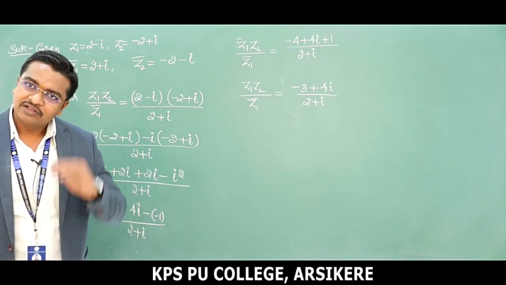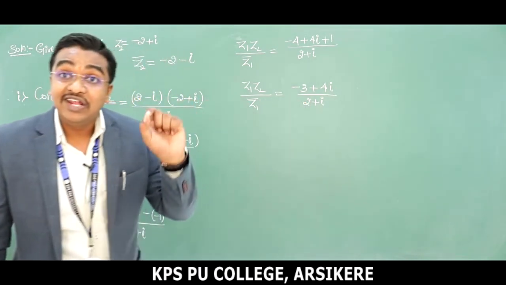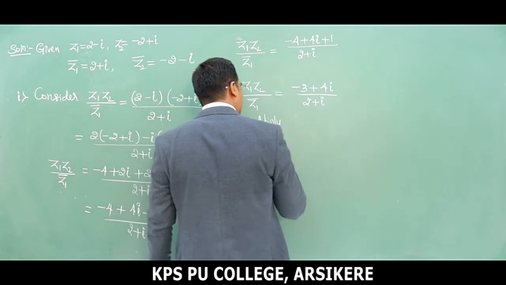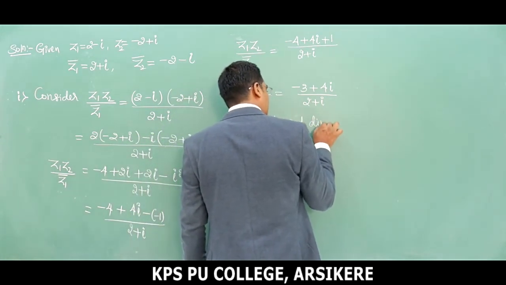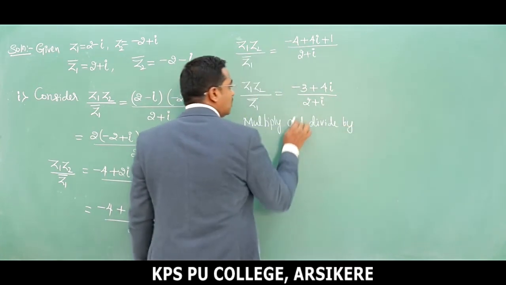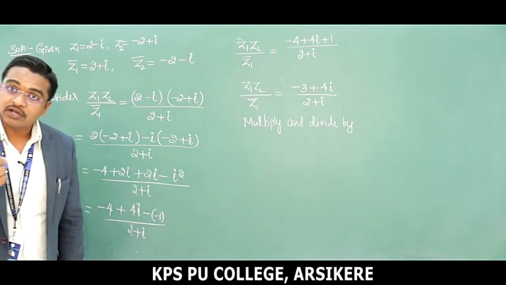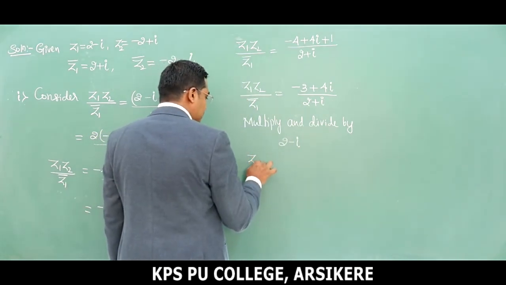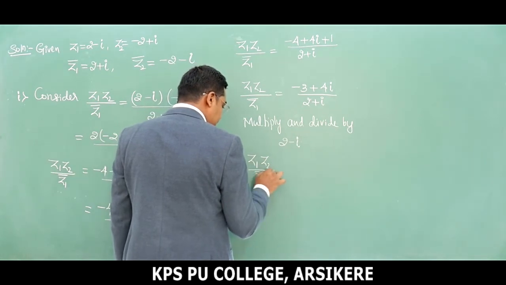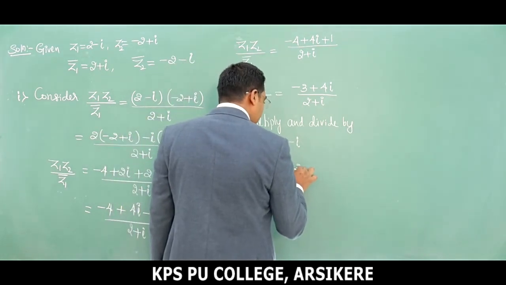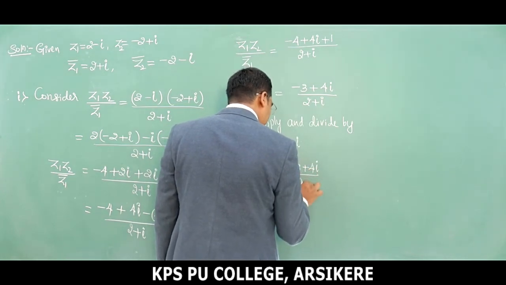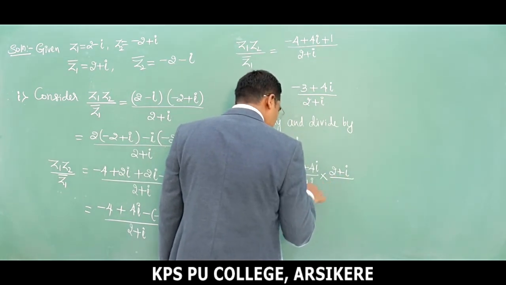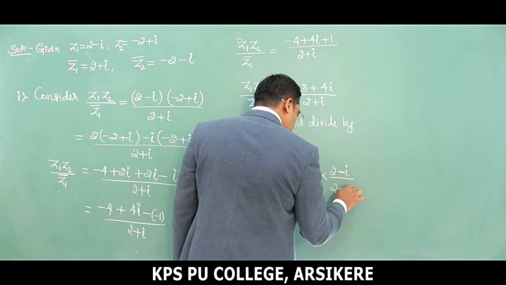Use the rationalization method. So multiply and divide by the conjugate of what? Of the denominator. Okay, for simplification, multiply and divide by the conjugate. Look, we have 2 plus I, the corresponding conjugate is 2 minus I. z1 into z2 divided by z1 bar is equal to minus 3 plus 4I divided by 2 plus I, multiplied by the conjugate 2 minus I, 2 minus I.